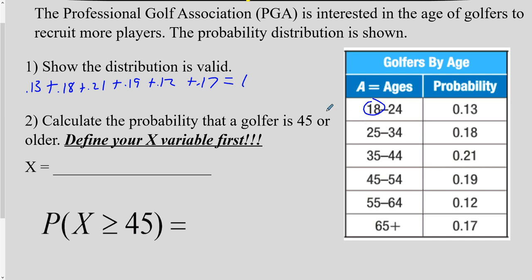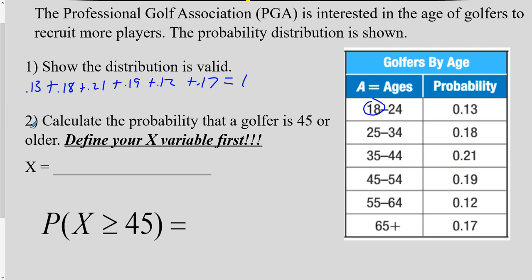So we're just going to assume that to join the PGA, you have to be 18, and so they're only looking at their membership. But obviously, there are golfers under the age of 18 that this table would not be representing. So we're just going to assume that it's members of the PGA and that you have to be 18 in order to join.